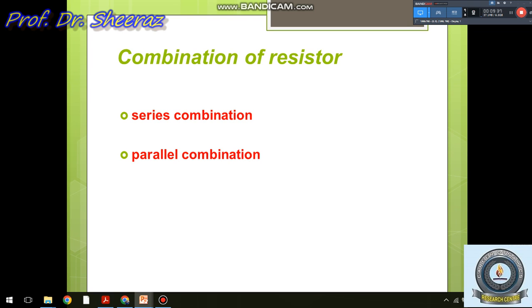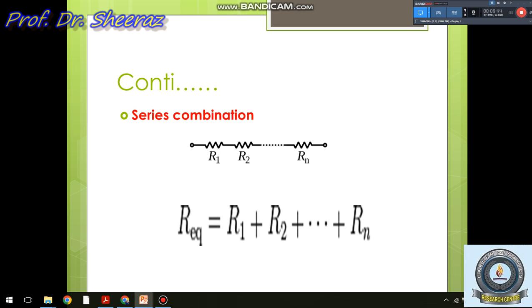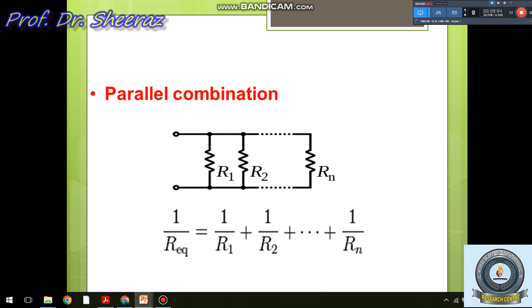The resistors can be combined into series combination and parallel combination. Now this is a series combination. All the resistors are connected in cascade and the total resistance is the sum of all these. Whereas this is a parallel combination in which the resistances are in parallel and we follow this formula.